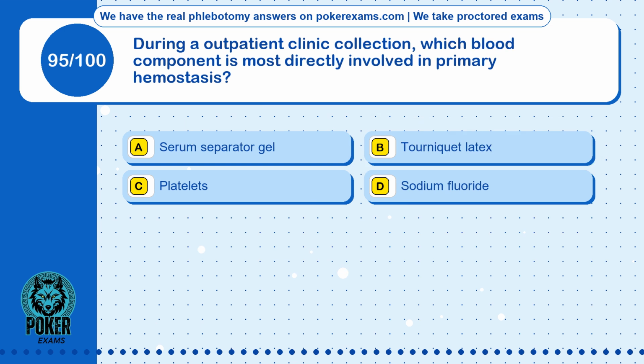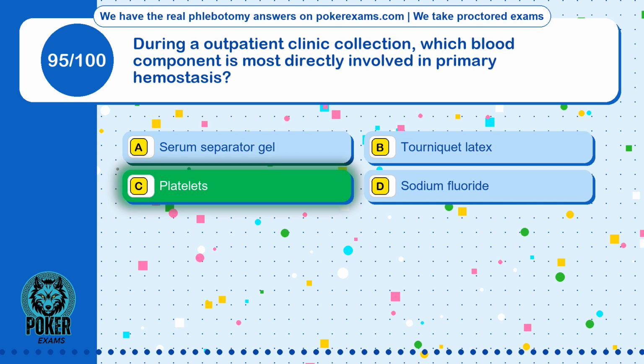Question 95. During outpatient clinic collection, which blood component is most directly involved in primary hemostasis? Option A, serum separator gel. Option B, tourniquet latex. Option C, platelets. Option D, sodium fluoride. The correct answer is option C.